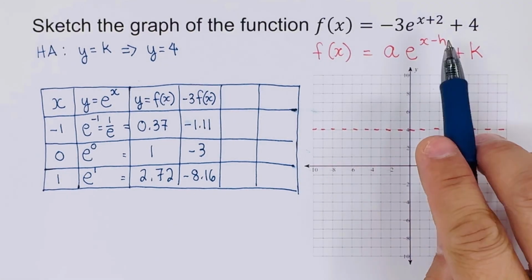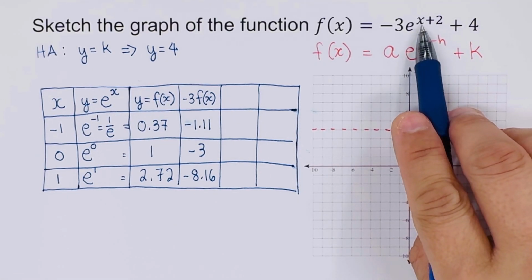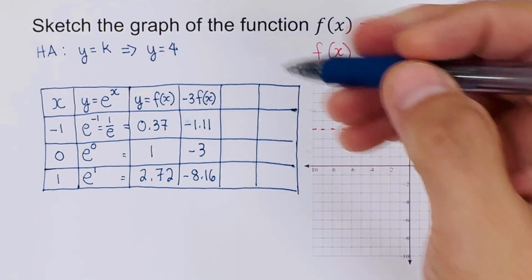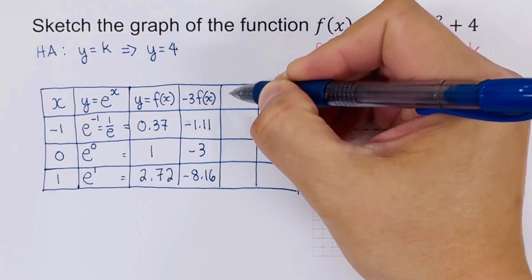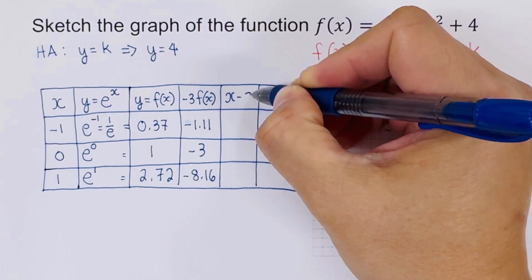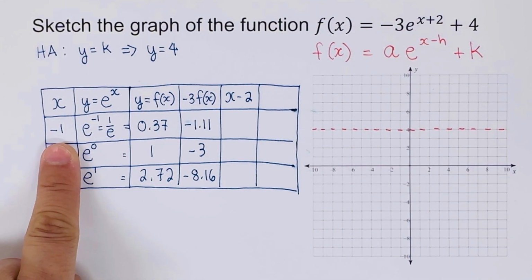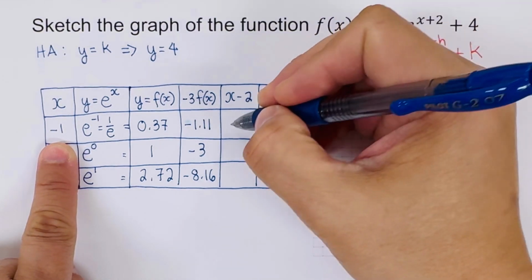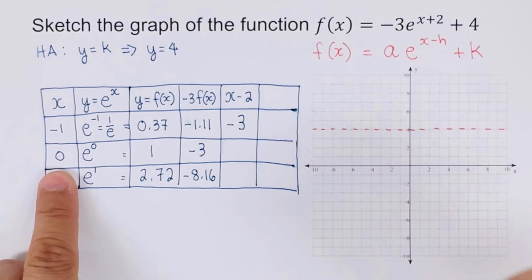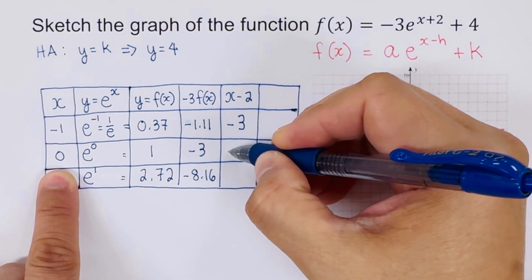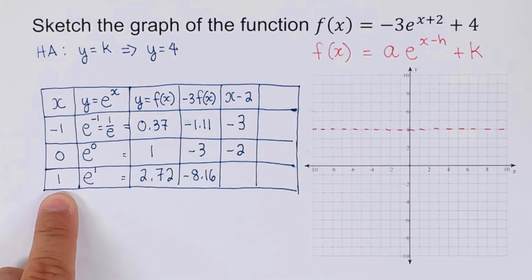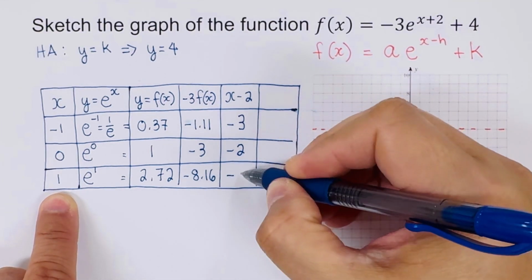In the given equation, it says x plus 2. So what we write here is we switch it. So that would be x minus 2. Whatever the value for x right here, we're going to subtract 2 from it. So -1 minus 2 is -3. We also have 0 minus 2 is -2. And then 1 minus 2 is -1.